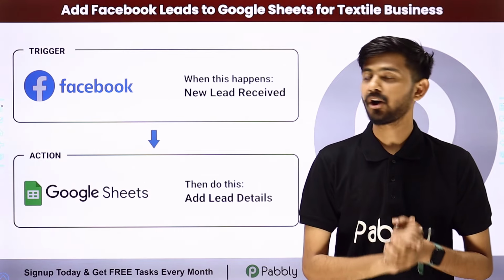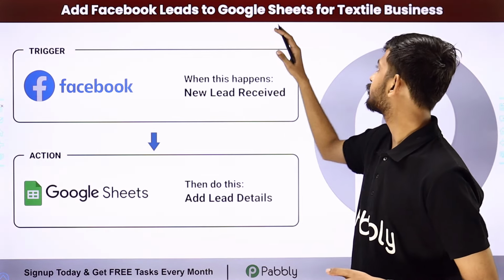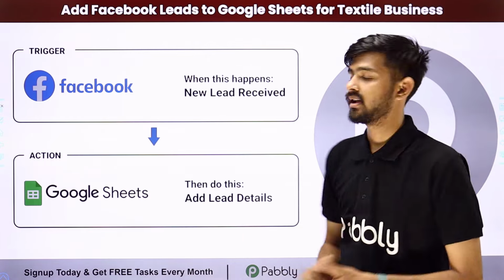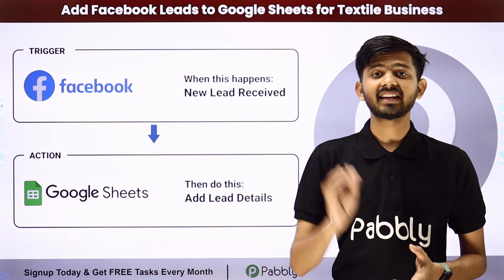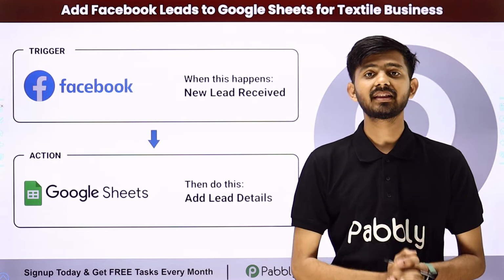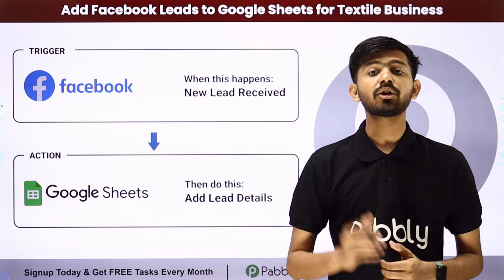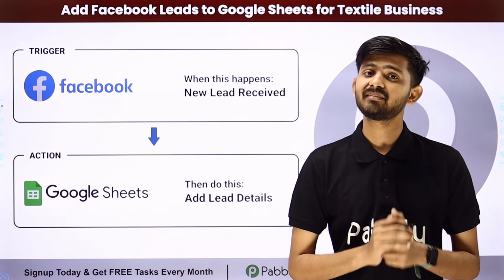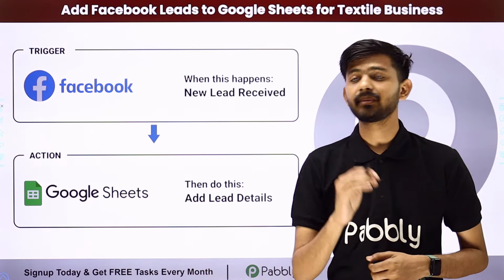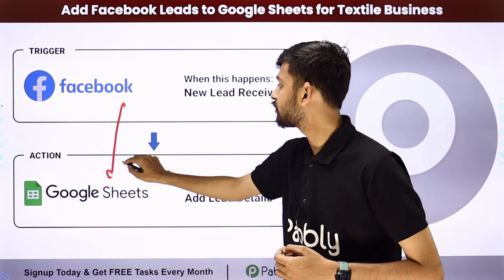Hello everyone, today our topic is how to add Facebook leads to Google Sheet for textile business. So here my objective is that whenever I get a new Facebook lead for my textile business in Facebook lead ads, then automatically I want to add these lead details in my Google Sheet. So for that I have to build a connection between Facebook lead ads and Google Sheet.